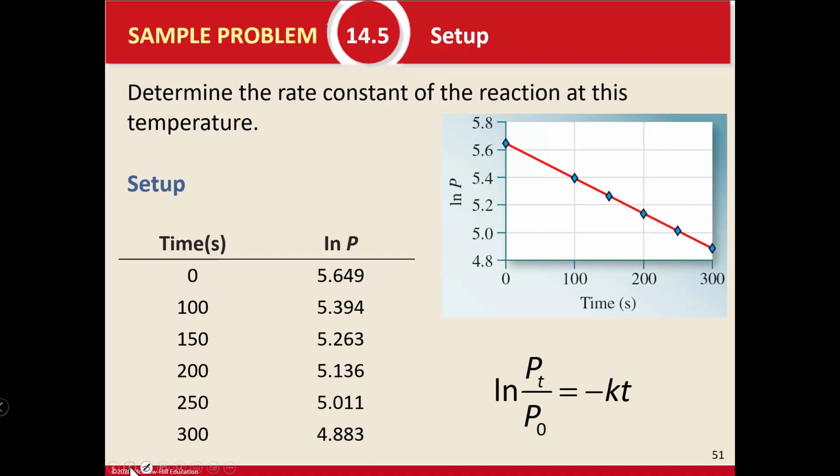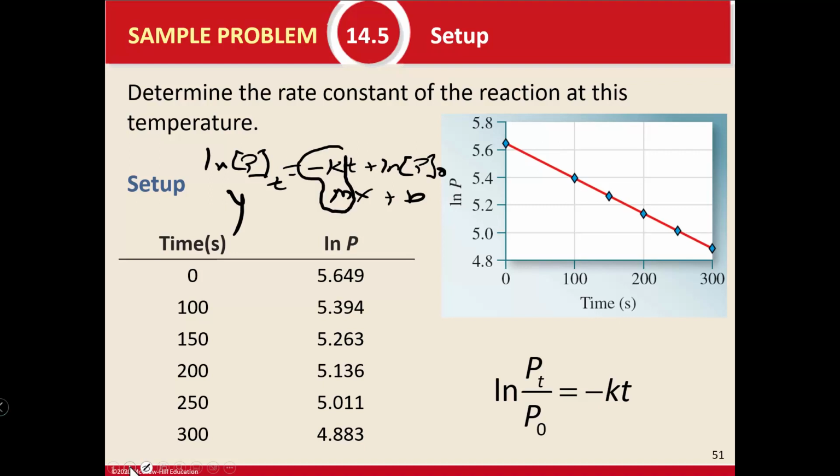Because what we have here is the ln of the pressure, and it could be the molarity if you want to do that, equals negative kT plus the ln of the pressure at time 0. So here's my y, here's my mx plus b. Notice the k is negative here, and so the slope should be negative here. This indicates it's a first order reaction.